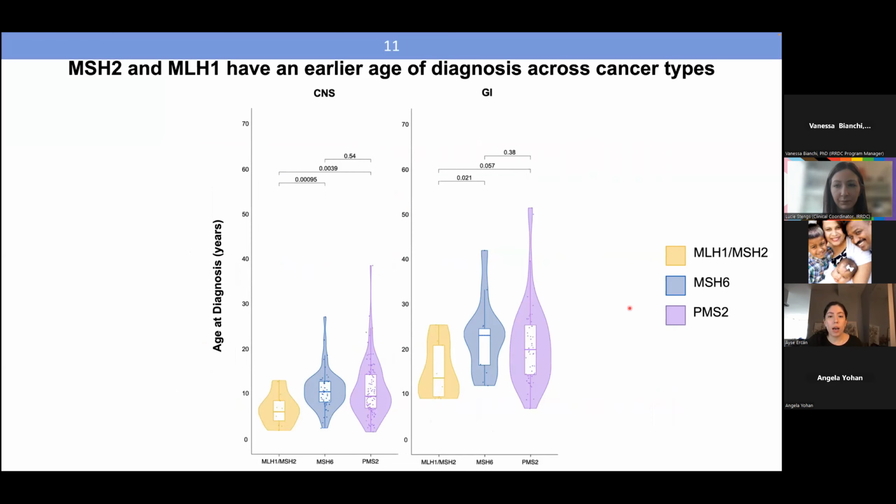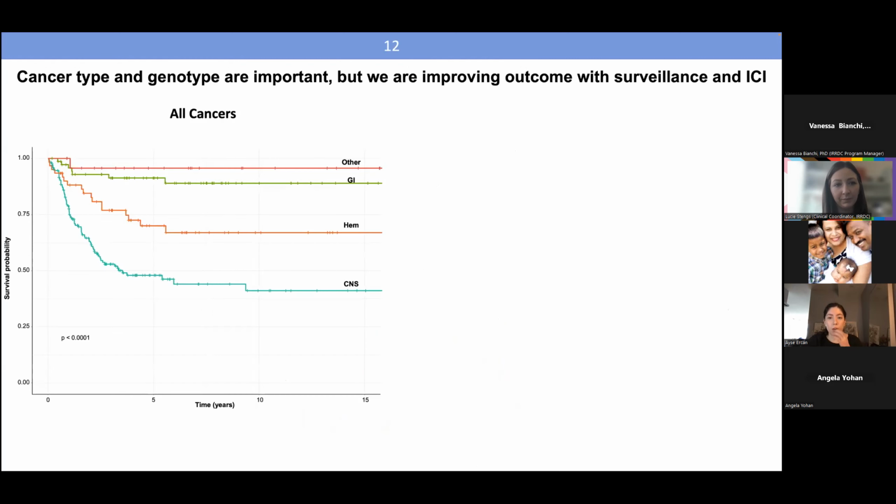And we can see that MLH1 and MSH2 occur at a younger age of diagnosis for both central nervous system and gastrointestinal cancers, suggesting that the biology does matter. So these are called Kaplan-Meier curves, and the bottom shows the time in years, and each curve is a different group. So this is what we have today, and I want everyone to keep in mind that this includes some older patients that are in our consortium before we knew much about CMMRD or had interventions like surveillance and immunotherapy.